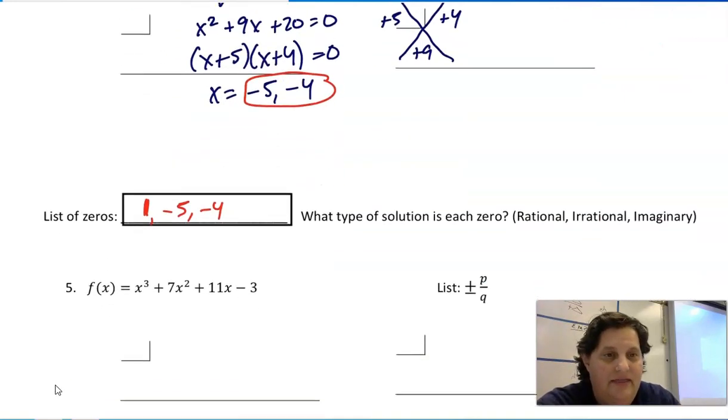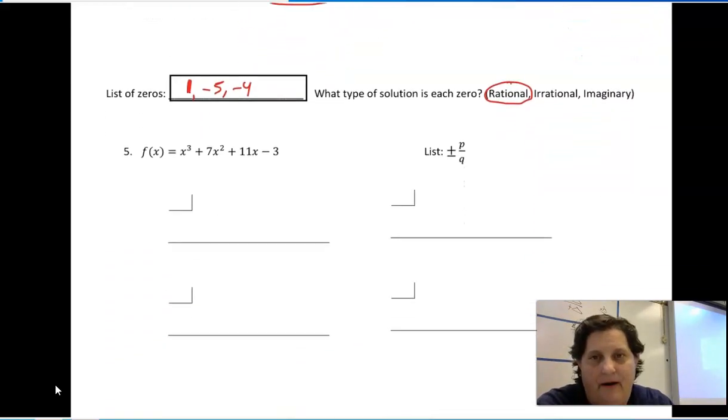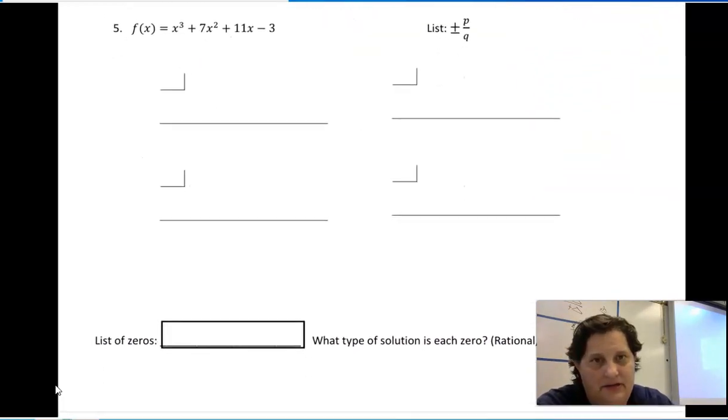Notice, again, these are all rational solutions. Now, what that means is if I had started my synthetic division with negative 4, that would have worked. So if I didn't test 1, negative 1, 2, negative 2, 4, negative 4 would have worked. 5, negative 5 would have worked. Those are the numbers that would work on synthetic division. But you only have to find 1 because then you can factor for the rest. Okay? All right, awesome. Let's check this one out.